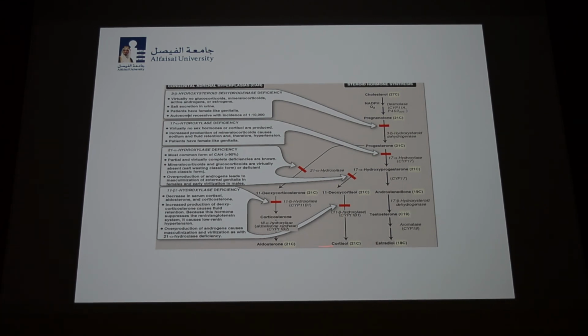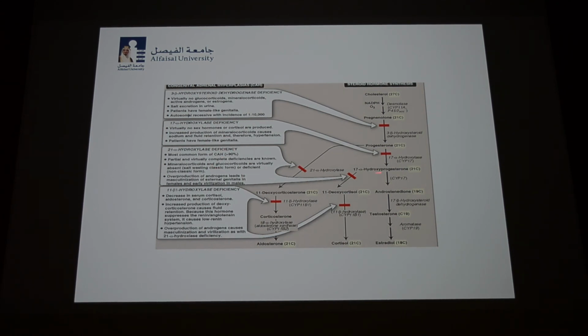Now, what I want you to know from this slide, that any deficiency in one of these enzymes will lead to a group of disorders called congenital adrenal hyperplasia. And I don't want you to study all these because they are very rare. The only common one is this one, which is deficiency in the 21 hydroxylase enzyme. It forms 90% of the congenital adrenal hyperplasia.